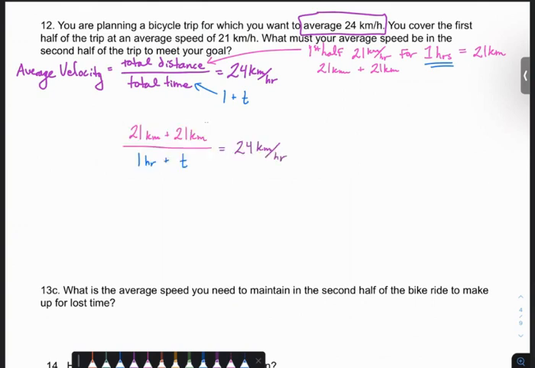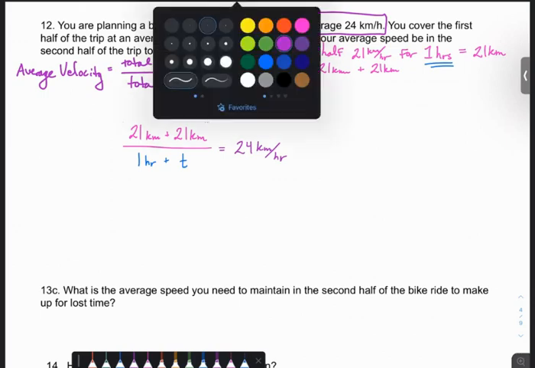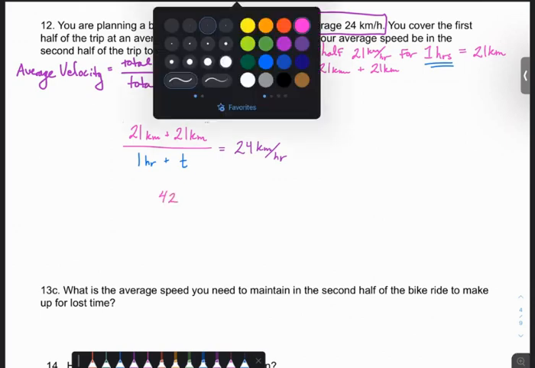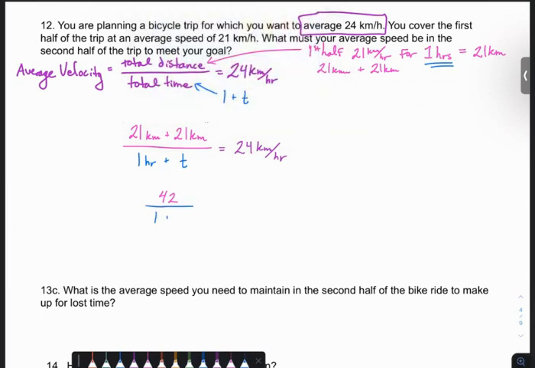So what I have now is 21 kilometers plus 21 kilometers divided by my total time, which is 1 hour plus however long it takes to do the second half, and that'll be equal to my average velocity. Then I just need to do some algebra, and I'm going to lose all of those units to make things a little bit cleaner and easier to find where my variables are. So 21 plus 21 is 42, over 1 plus t on the bottom, for 1 hour plus however much time the second half took. And then that'll be equal to 24 kilometers per hour.